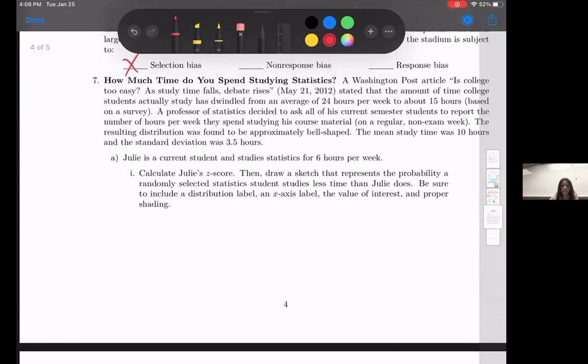How much time do you spend studying statistics? Okay, let me highlight something here. The actual study went from an average of 24 hours per week to about 15 hours based on a survey. Professor Sisek decided to ask his current semester students to report the number of hours per week they spent studying his course material. The resulting distribution was approximately bell-shaped. The mean study time was 10 hours and the standard deviation was 3.5. So the only numbers you use are 10 hours for the mean and 3.5 for the standard deviation. The 24 hours and the 15 hours are the previous research, right? Now it's 10 hours for the mean and the standard deviation is 3.5.